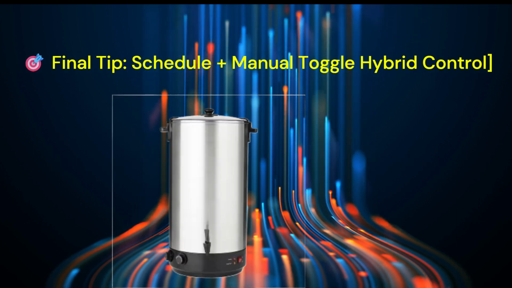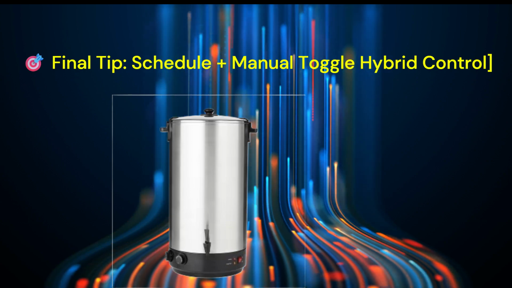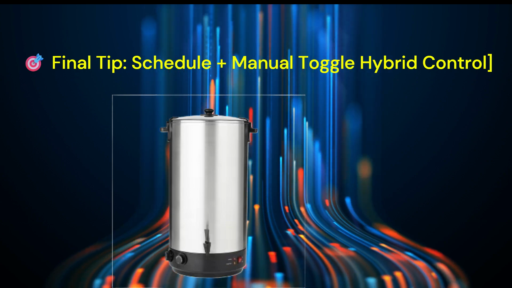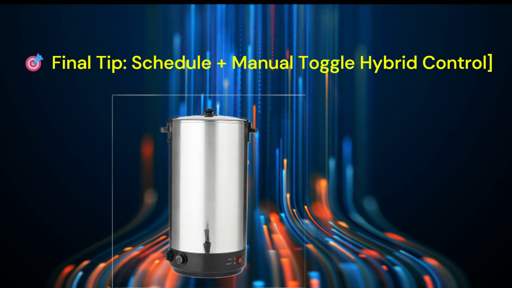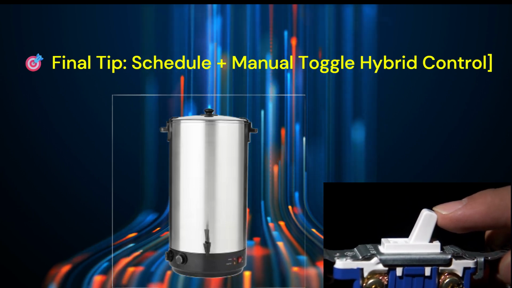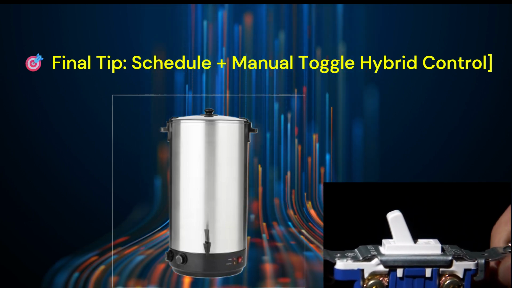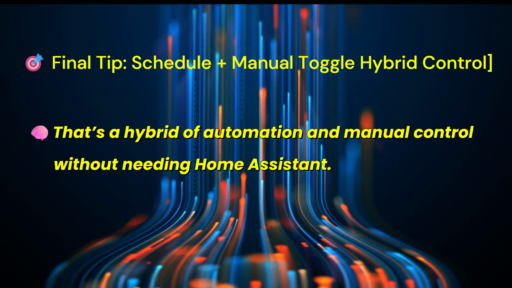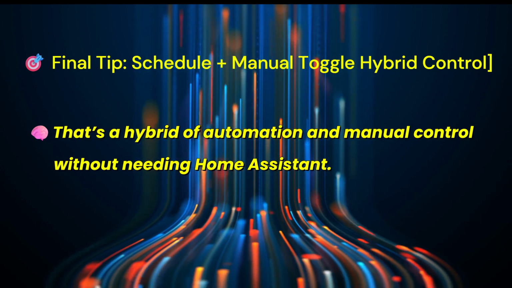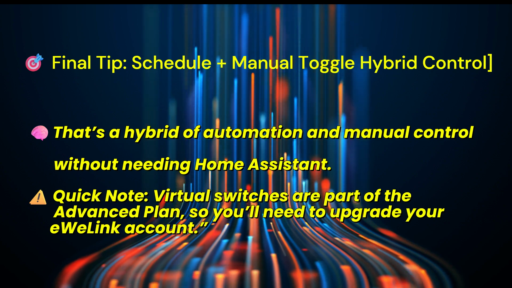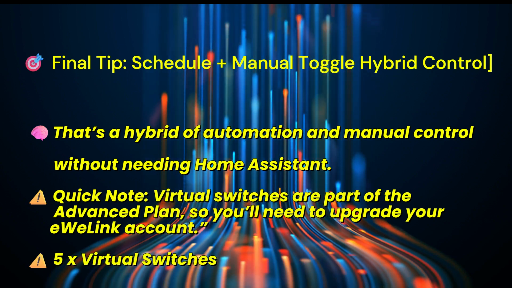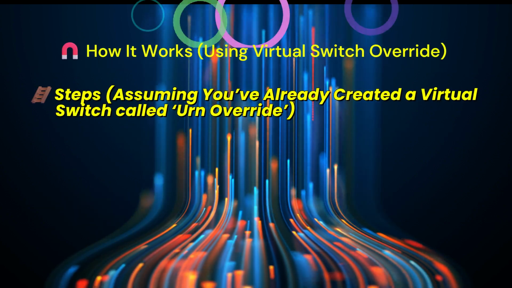Let's wrap it up with one of the smartest tricks you can use. Let's say my urn heats up at 5 a.m., but only if I didn't turn on the virtual switch, urn override, the night before. To make this work, I use a virtual switch in the eWeLink app as an override. Quick note, virtual switches are part of the advanced plan and you will get 5. So you'll need to upgrade your eWeLink account.